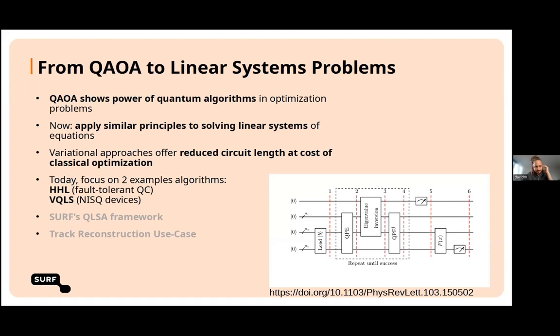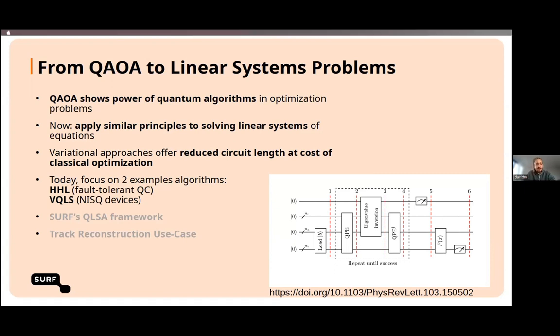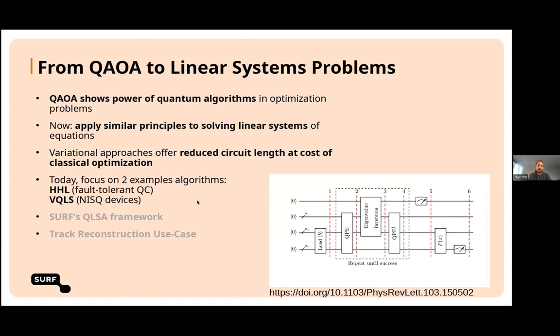If we could get to the next slide. Yes. So we now heard a little bit in the previous talk about QAOA. And we saw there that quantum computers or quantum algorithms have great applicability in solving optimization problems. And now we're going to apply similar principles to solving linear systems of equations. So in a way, we're adding yet another algorithm that is kind of the same, but I promise it will be different. And we're going to see also how variational approaches can solve similar problems as non-variational approaches and offer for the same problem reduced circuit length at the cost of classical optimization that we have to add.